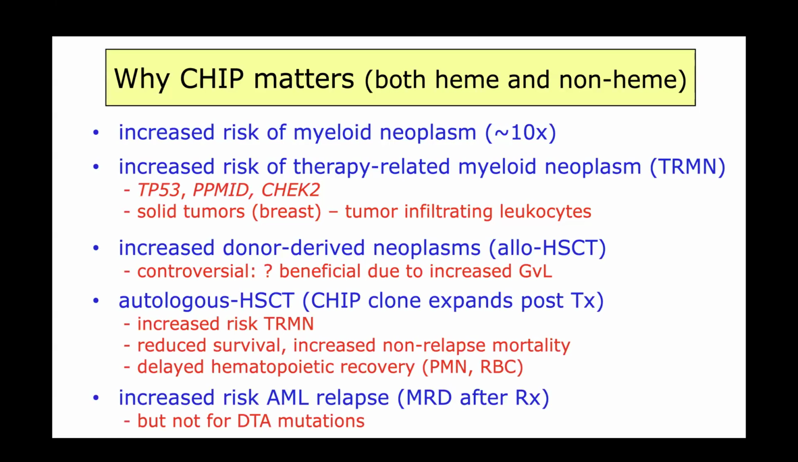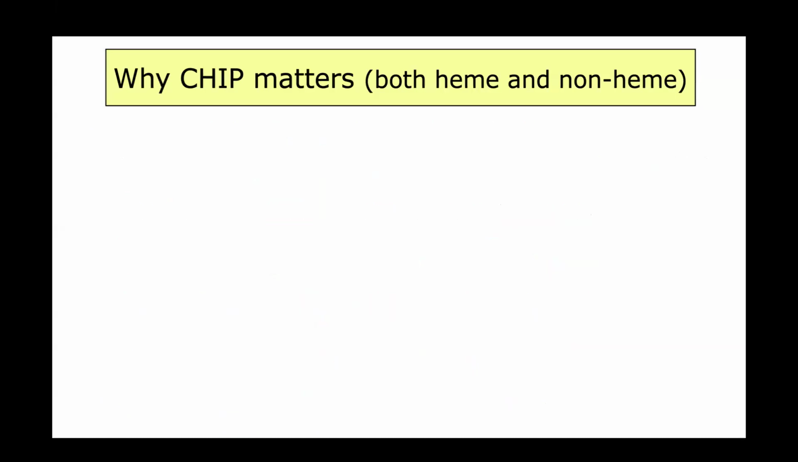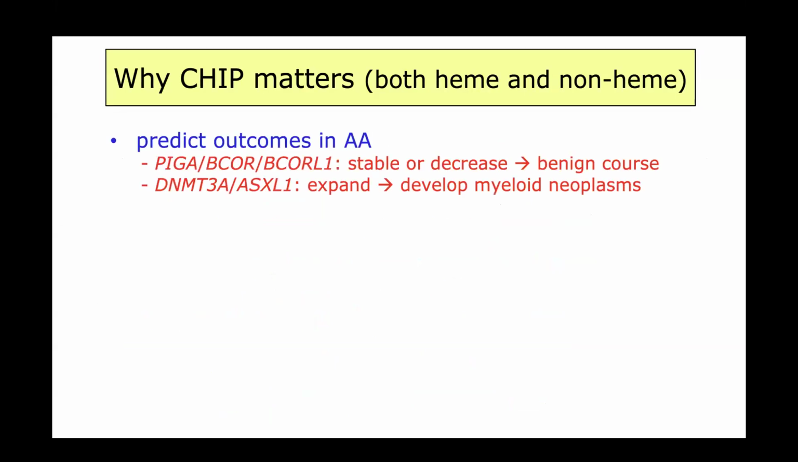There's also an increased risk of AML relapse if you have a CHIP mutation, but depending on which CHIP mutation is present, not for the common DTA mutations, which seem to be the most sort of benign in this context. More reasons why CHIP matters. As I've alluded to before, they can predict outcomes in aplastic anemia. So the PIGA, BCOR L1 mutations in patients with aplastic anemia generally portend stable disease or disease that may resolve spontaneously or improve spontaneously, and that may indicate a benign course.